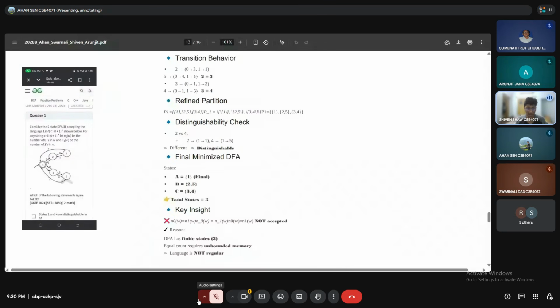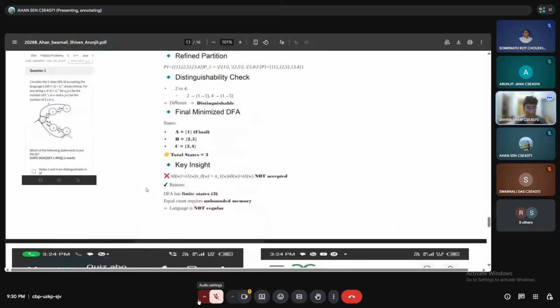Important point to be noted here is if there are equal numbers of zeros and ones, the language is not regular since the DFA has finite memory. Okay, my part is done here.